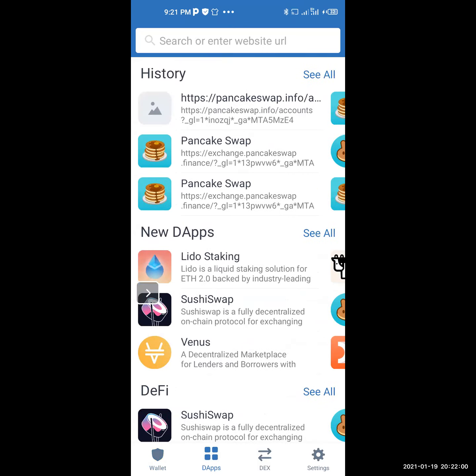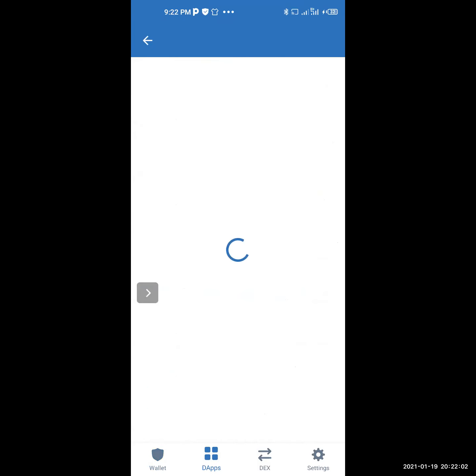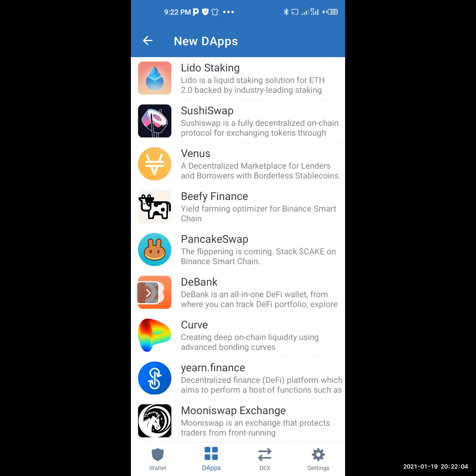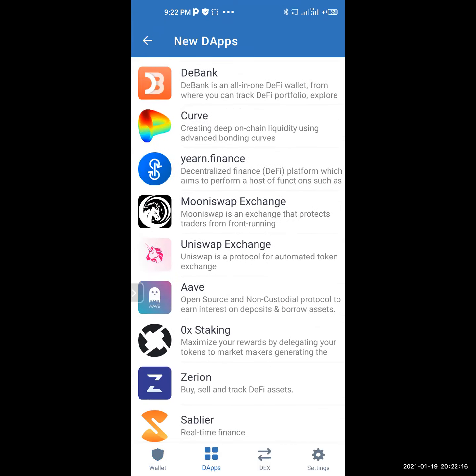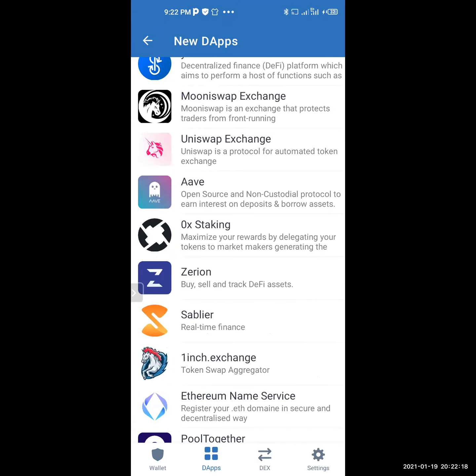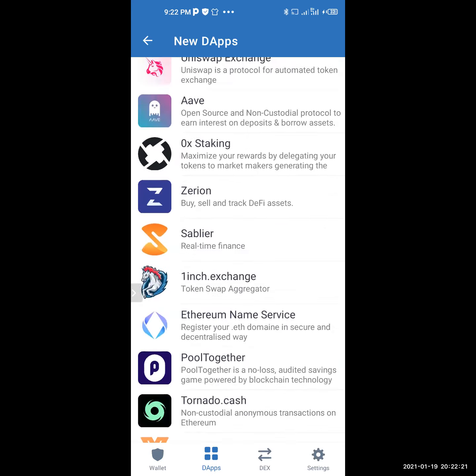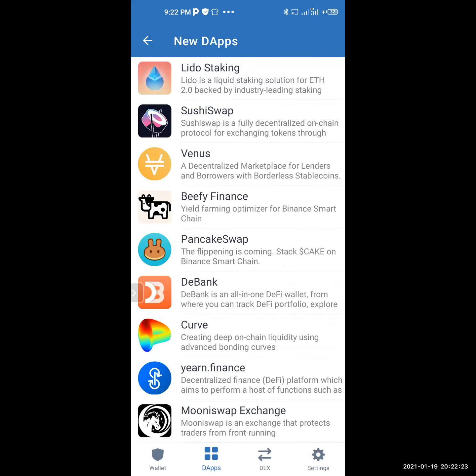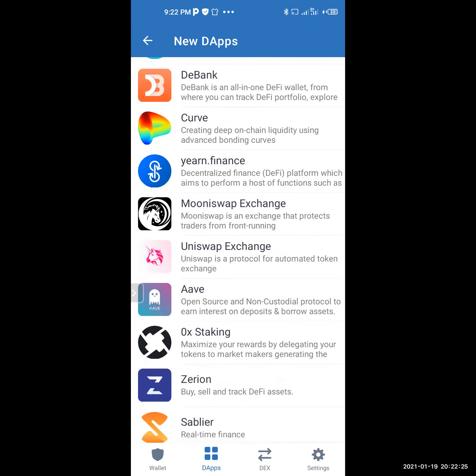Now, these are different decentralized applications. These are the apps. You can only open the apps via the app browsers on wallets like Trust Wallet. So you can only access decentralized exchanges and all that via the app browsers. Decentralized exchanges are an example of the apps.